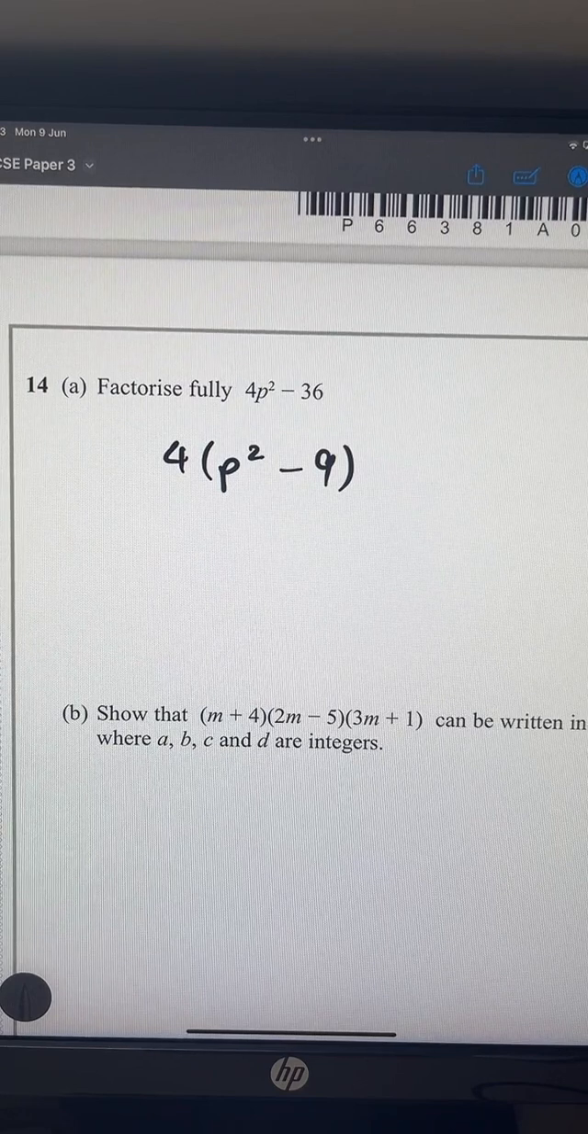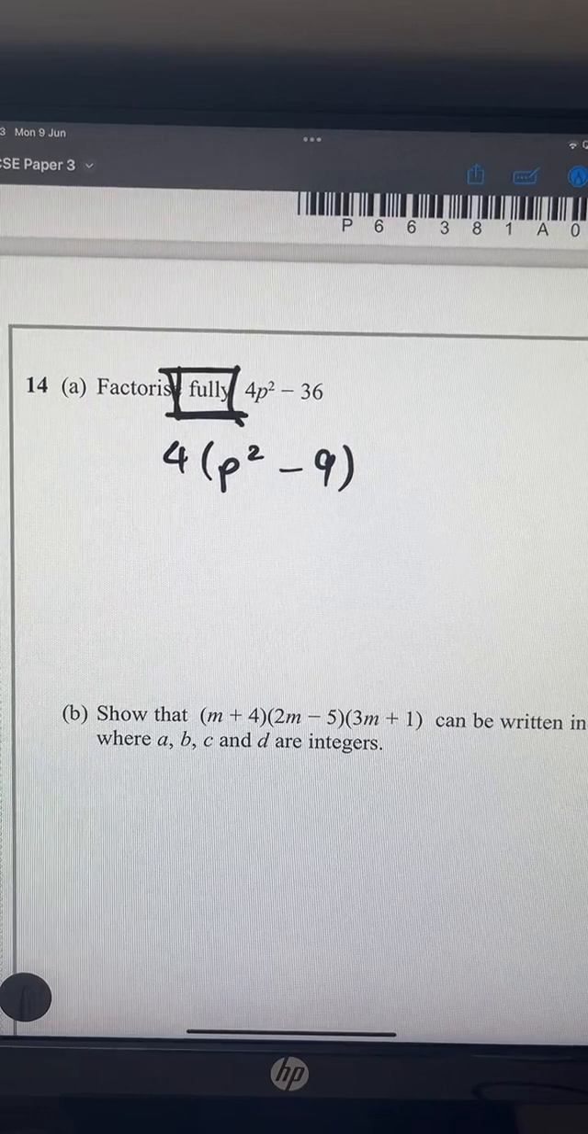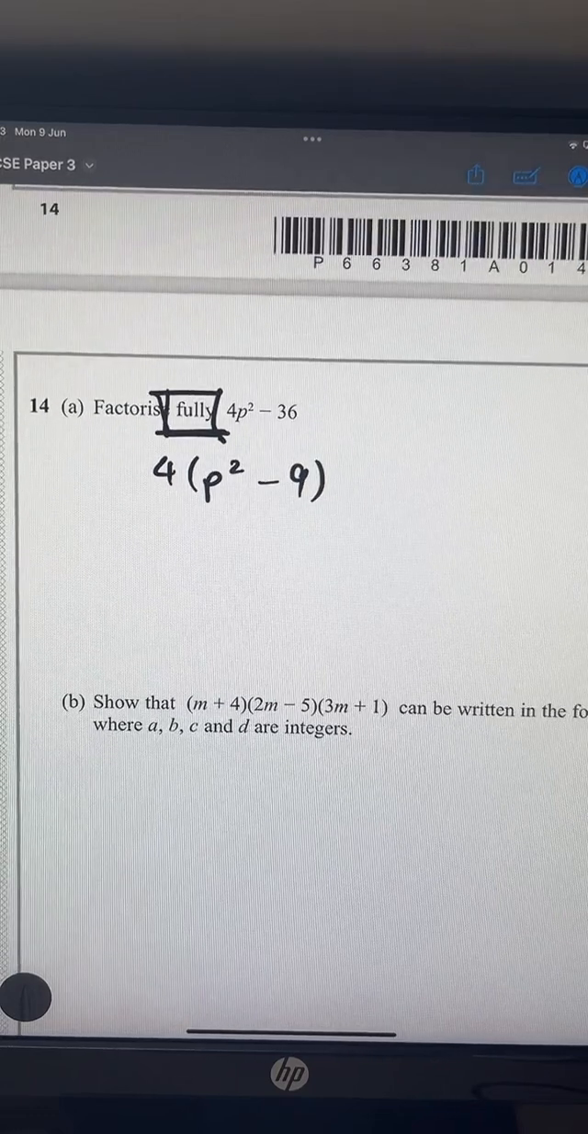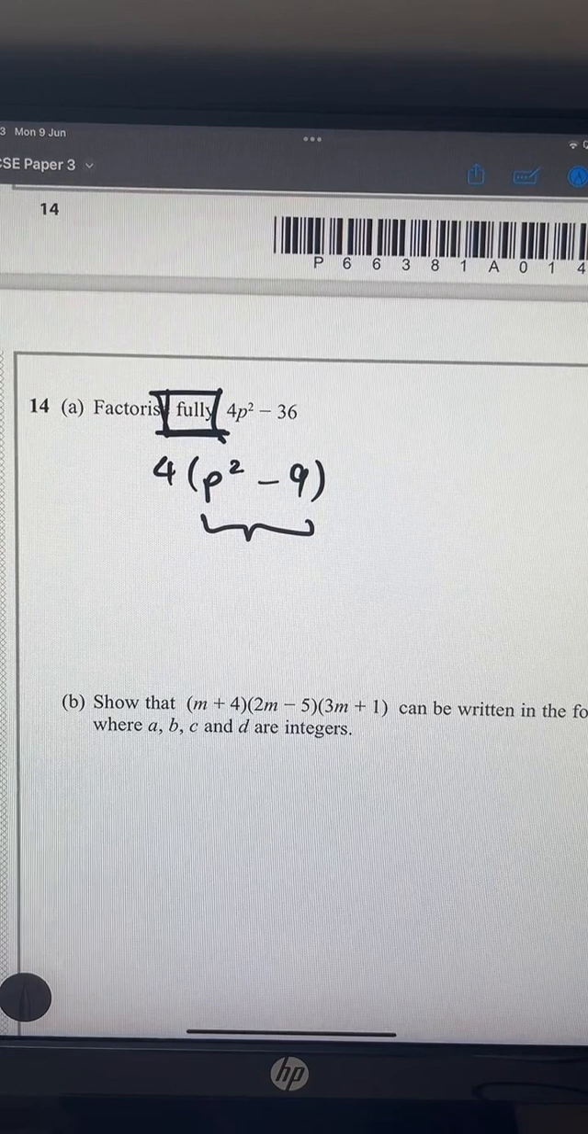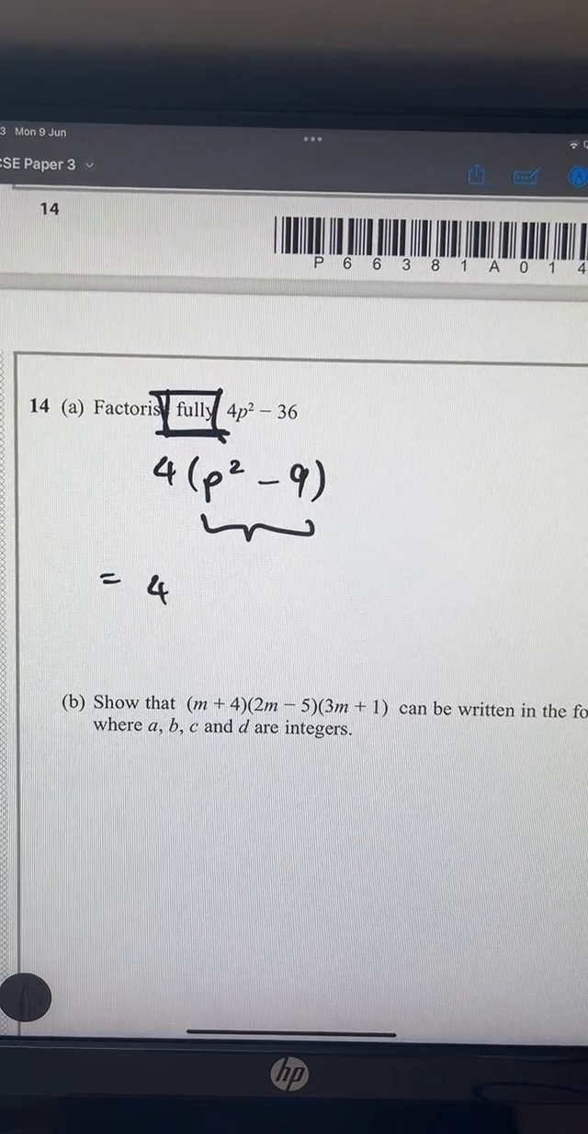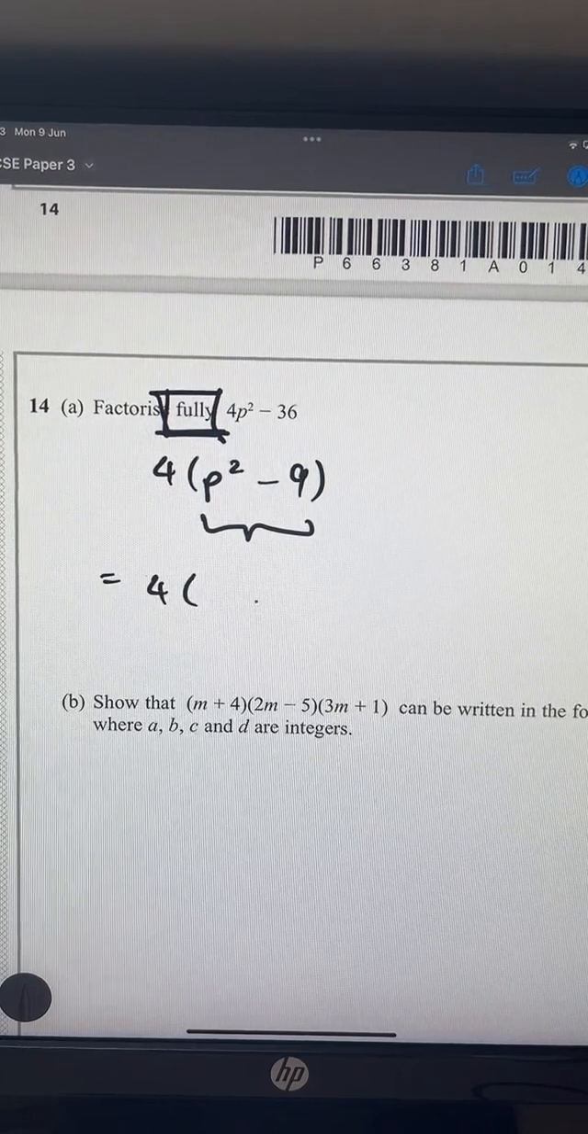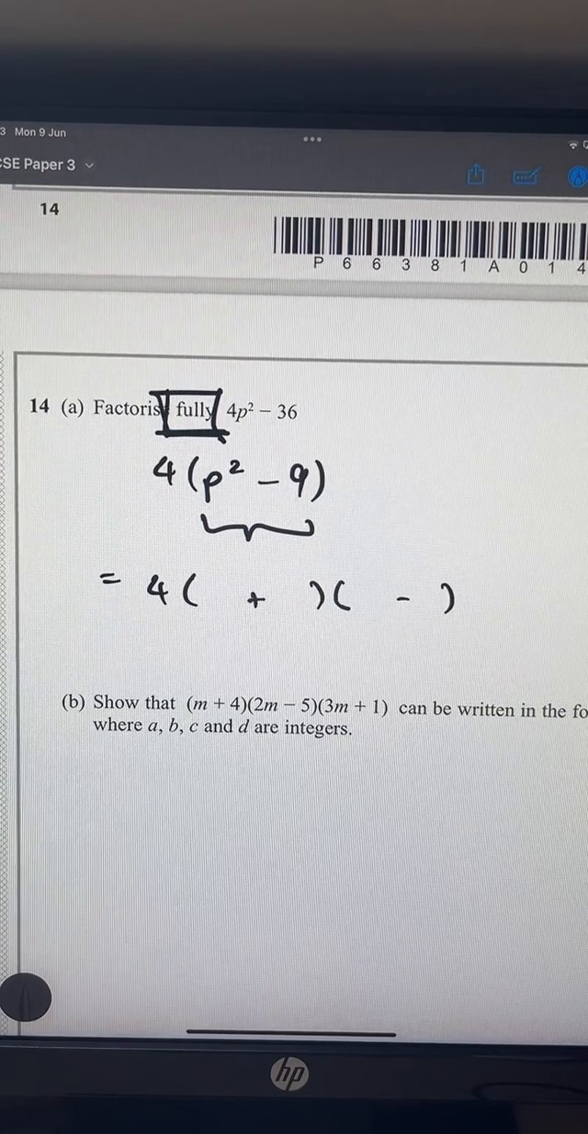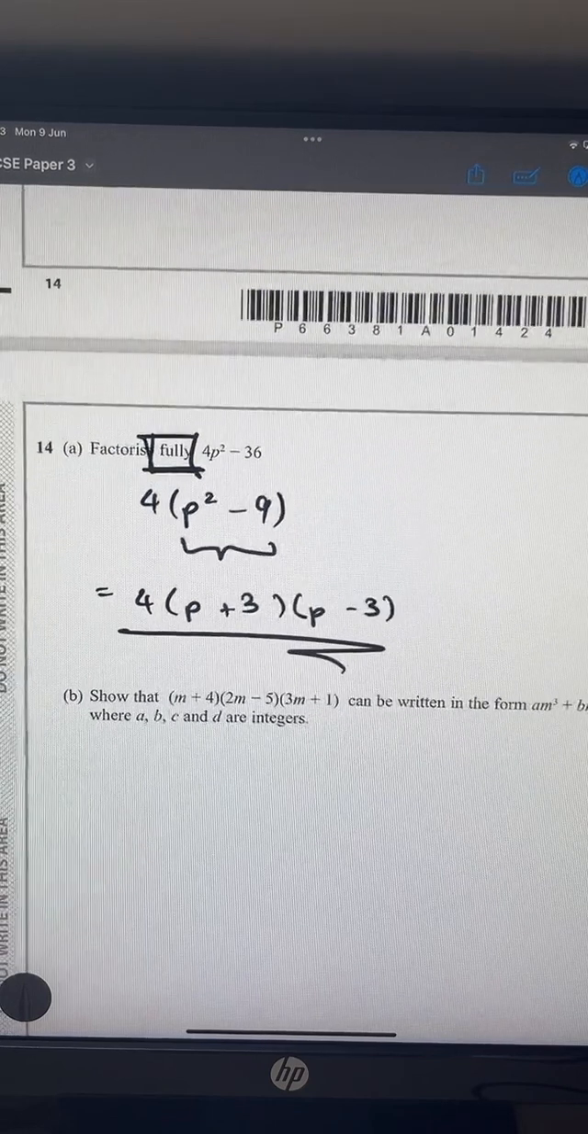Some people might stop there, but read the question carefully. It says fully. This is the important thing, because what do you notice about this thing here, p squared minus 9? They love sneaking these types of things in. It's a difference of two squares. So that would be 4, and remember, I do something plus something and something minus something. Well, I just square root both the things here, right? So this would be p plus 3, p minus 3. And that's it in factorized form.